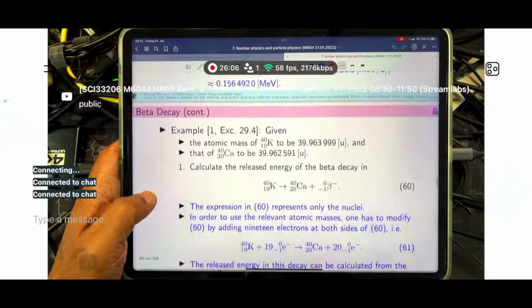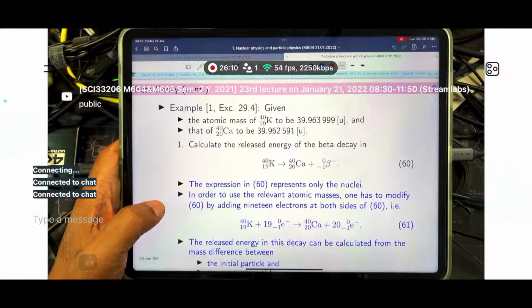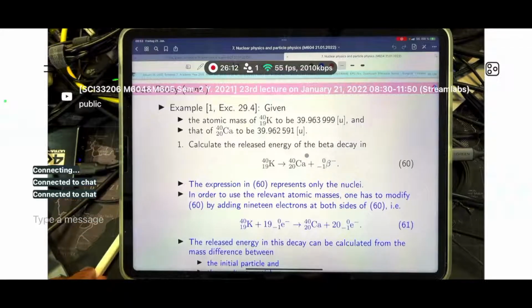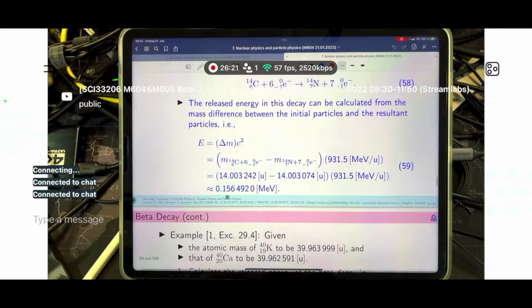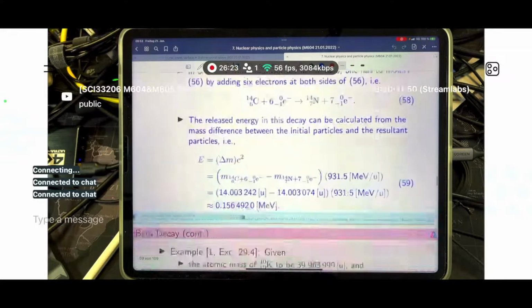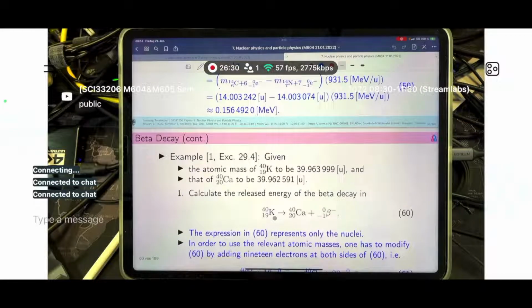The next one is another process that is still beta minus decay. It emits an electron, right? This one is taken from book number 1, example 29.4. Well, we consider potassium 40.